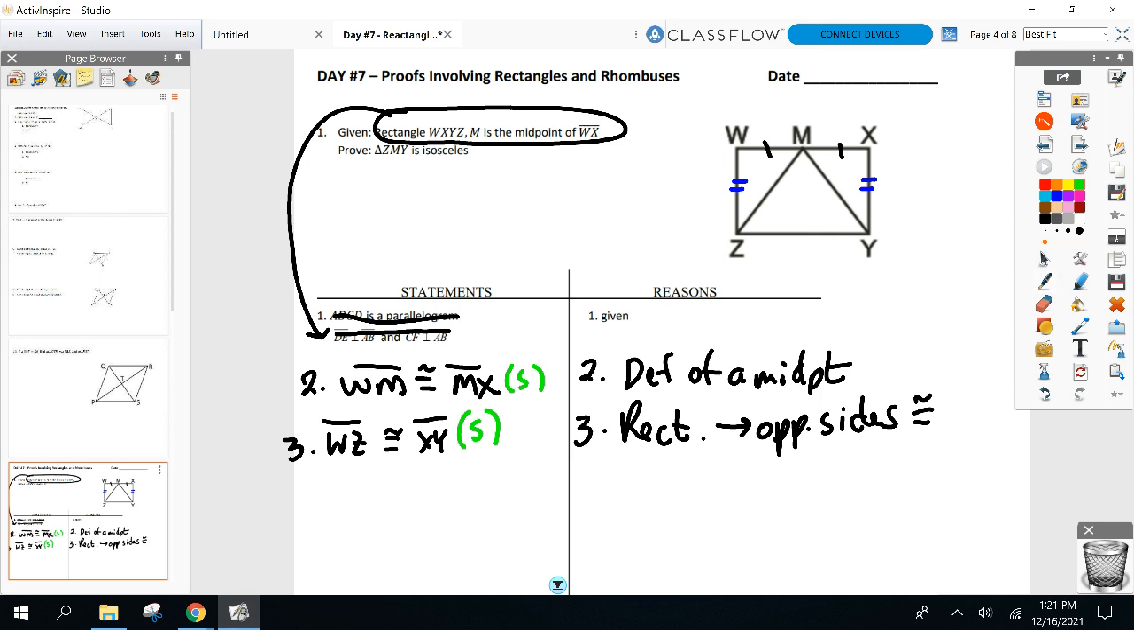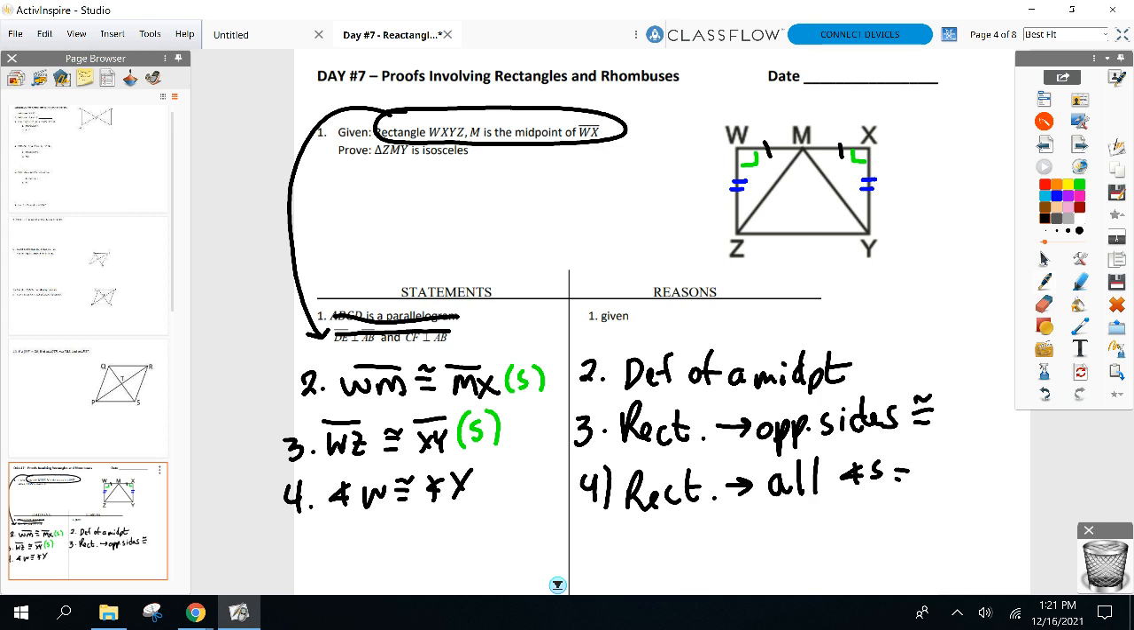Okay, listen, good news. Yes, they are right angles. But because it's a rectangle, aren't all angles congruent? So you do not have to go through that two-step process anymore of saying they're right angles or they're congruent, because the definition of a rectangle is all angles congruent. So I can go right to saying angle W congruent to angle X. And my reason? Nothing about right angles. Rectangle implies all angles congruent. That's nice, huh?